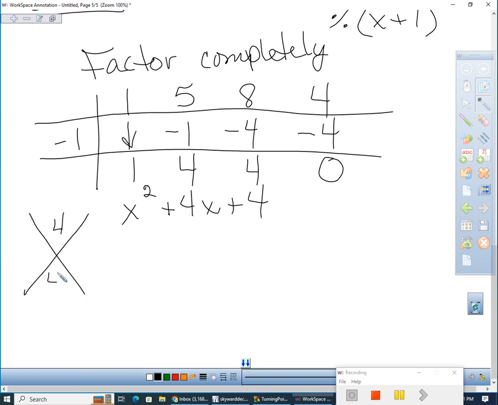4 on top, 4 on the bottom. What are my sides? 2 and 2. So I have x plus 2. I have another x plus 2, so I'm going to say x plus 2 squared. And we had the factor of x plus 1. And if you go back to the original problem, I had a 1/3 in front. Okay, so we're just factoring completely, which you guys know how to do. So you divide it to get it down to a quadratic that you already know, and then factor.